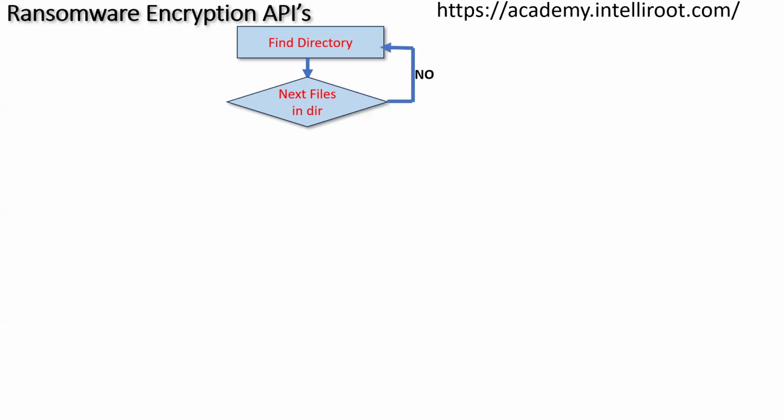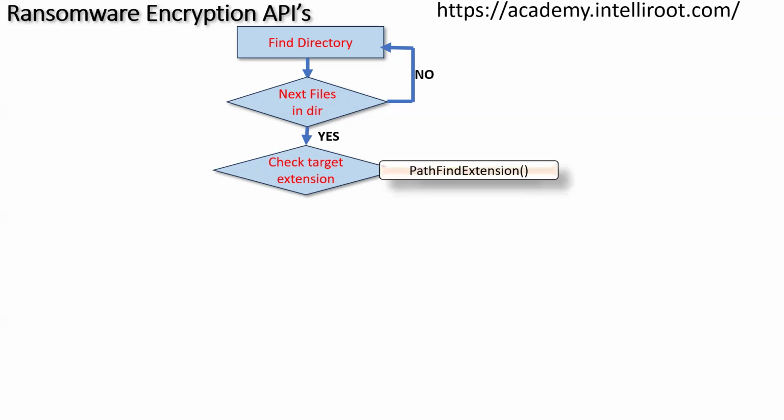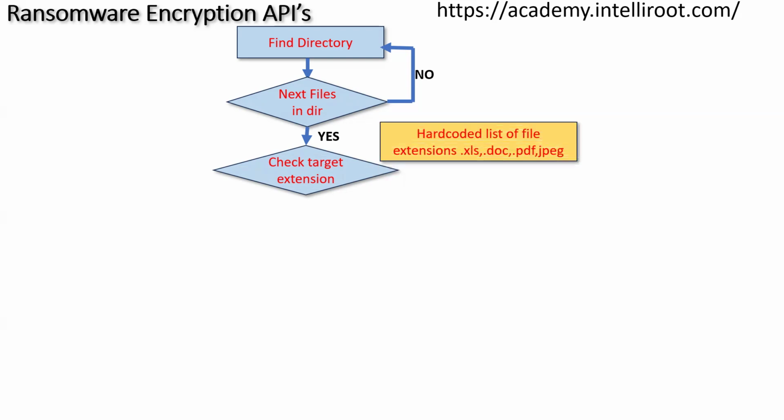and FindNextFile. If there are no more files present in the directory, then the ransomware moves on to the next directory. If there are files present in the directory, then the ransomware is going to extract the extension of the file. And for extracting the extension, it can use APIs like PathFindExtension. After extracting the extension of the file, the ransomware is going to check the extension against a hard-coded list of file extensions, which can be XLS, DOC, PDF, and JPEG.